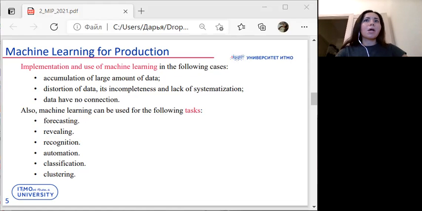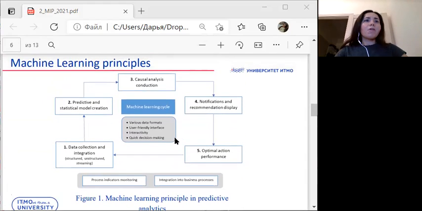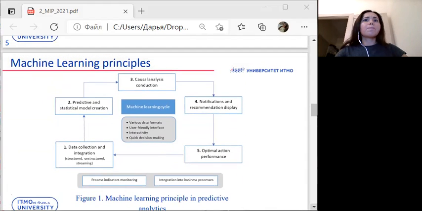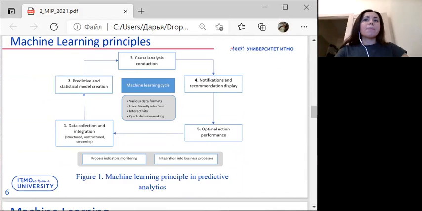For example, figure 1 shows machine learning principles in predictive analytics. Machine learning application cycle is closed and involves interrelated actions through the entire cycle.